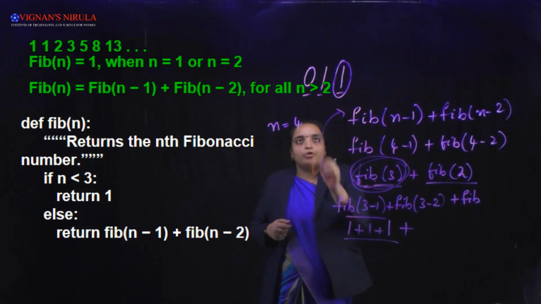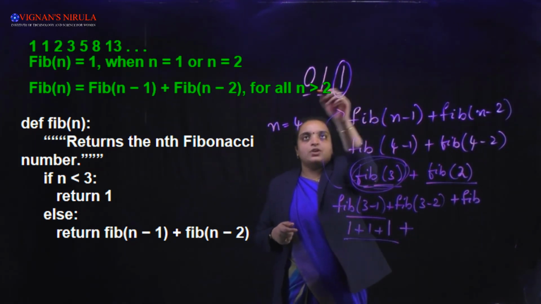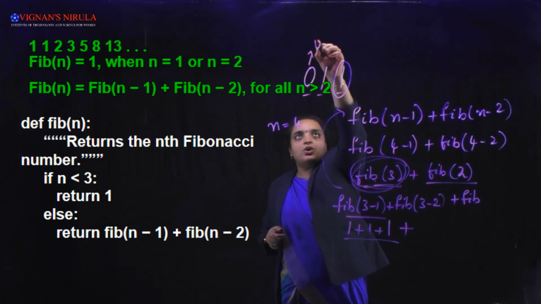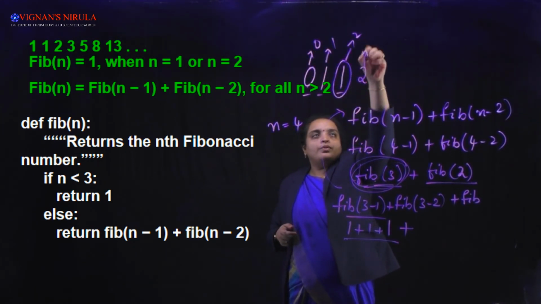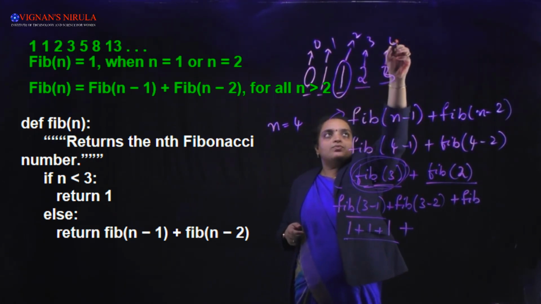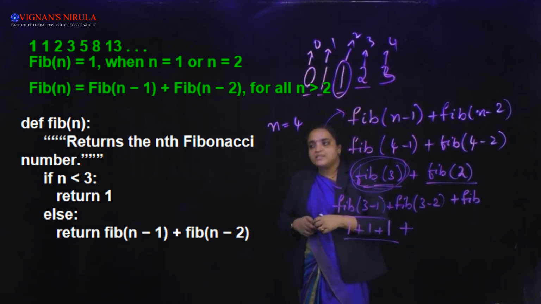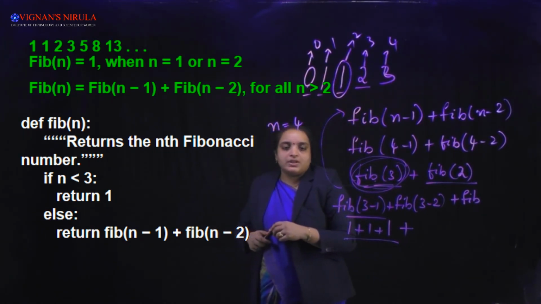So what is the fourth Fibonacci number that we have? That is 3. With 0 index: 0, 1, 2, 3. What is the fourth Fibonacci number? 2 plus 1, that is 3. So in this way we recursively use the recursion functions.